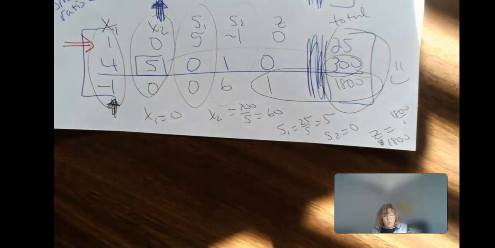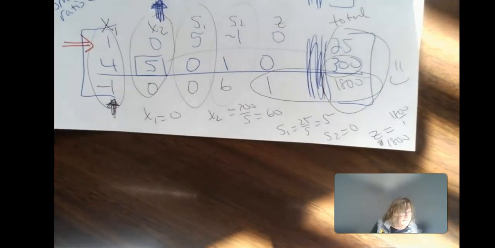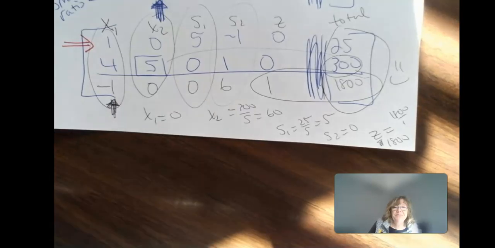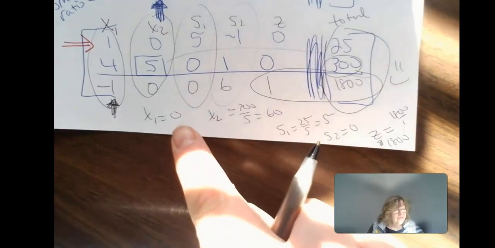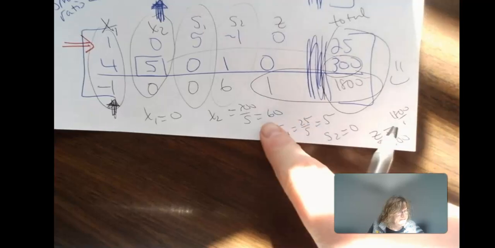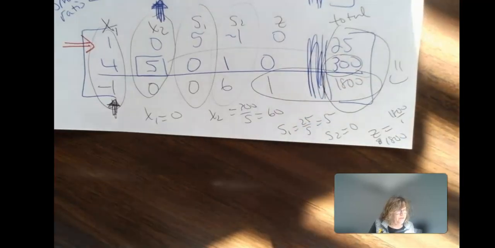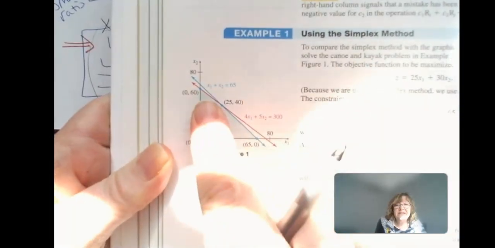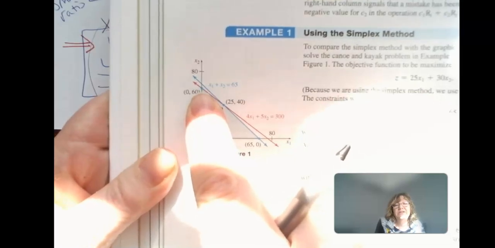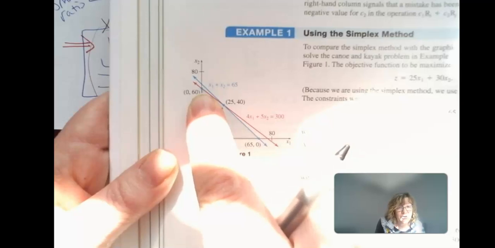Okay, so if you remember when we made the chart for this, this would have been one of our corner points, okay? So this is what, 0, 60? So 0 canoes and 60 kayaks gives you a profit of 1,800. So where is that? That's that corner point right there. And so in your chart, that would have been an answer, but it's not optimal. It's not the best solution, okay?